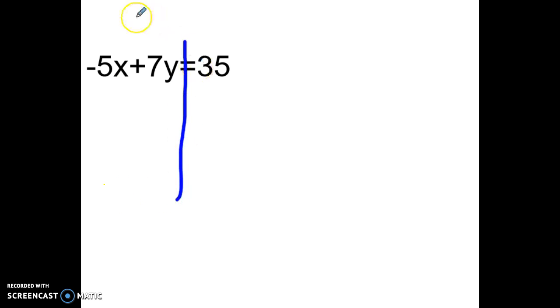Y is not by itself, so the first thing I need to get rid of is this negative 5x. The opposite of negative is positive, or the opposite of subtracting is adding, so I'm going to add 5x, and that cancels out. What I do on one side, I have to do on the other. So I'm going to add 5x over here.